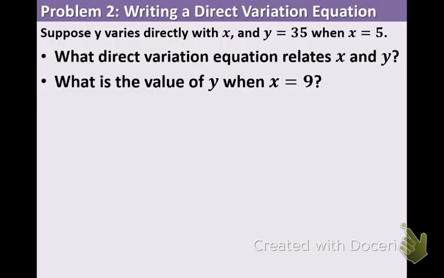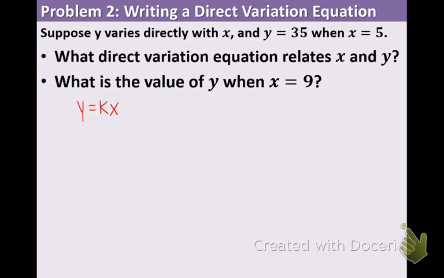Okay, example 2. Suppose y varies directly with x and y equals 35 when x equals 5. What direct variation equation relates x and y, and after that, what is the value of y when x equals 9? So the first thing that we want to do is find the constant of variation using the ordered pair that we're given. So the basic equation that we're going to use a ton in this section is y equals kx. Hopefully you have that memorized already. If not, get that memorized very soon.